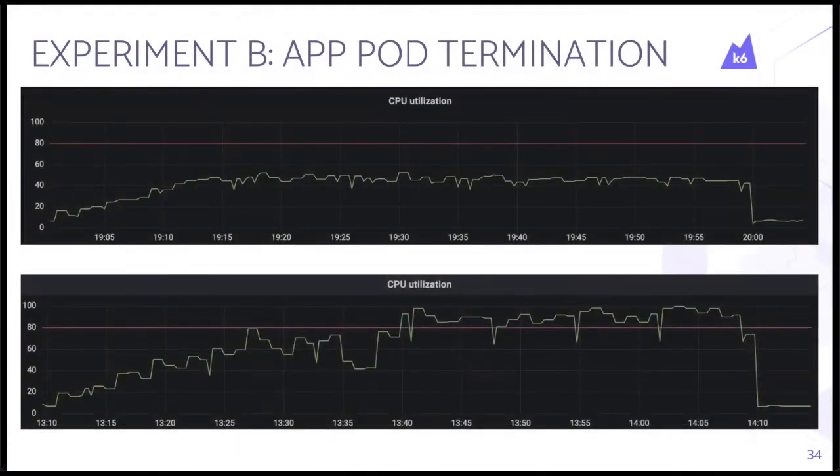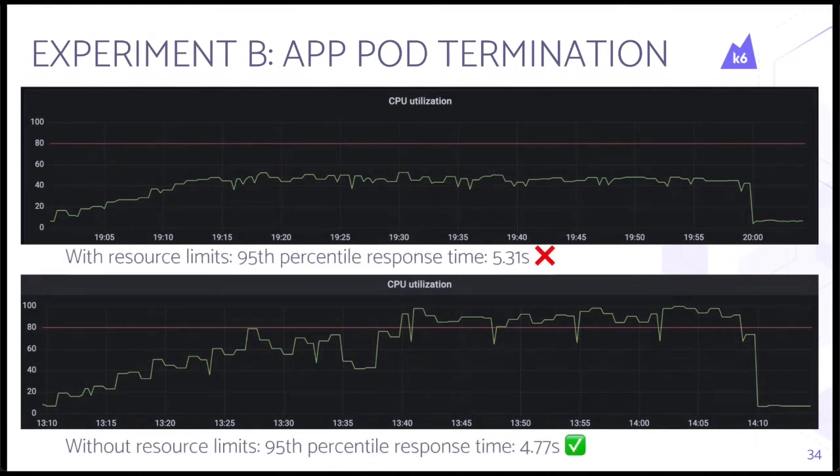I didn't think it would make much of a difference, since the CPU utilization with the resource limits wasn't very high at 10 users, but I was surprised because without the resource limits, the CPU utilization of one of the nodes did increase above 80%, and the 95th percentile response time improved to 4.77 seconds, well within the hypothesized figure of 5 seconds.